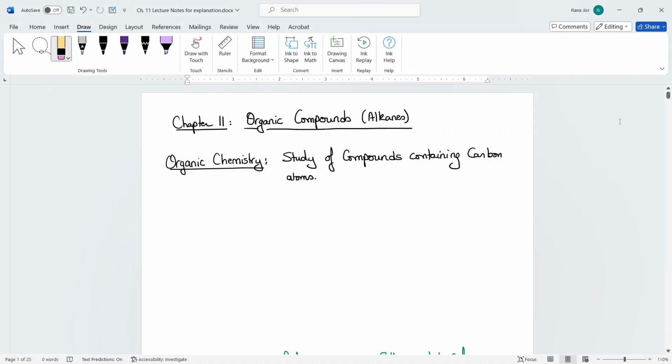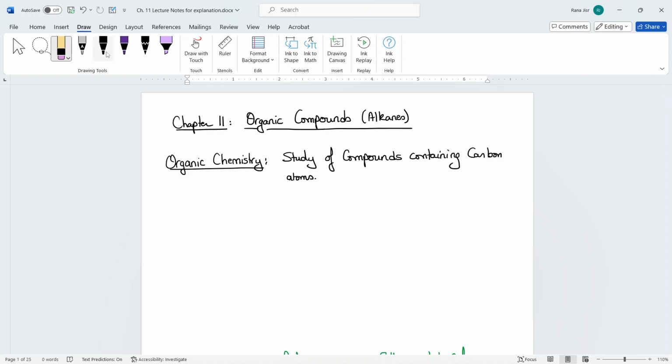In this chapter, we will go over alkenes and cycloalkenes. So to start, organic compounds are compounds that are made up of carbon atoms. Normally, compounds that have carbons and hydrogens, we call them hydrocarbons. And organic chemistry is the study of these compounds.